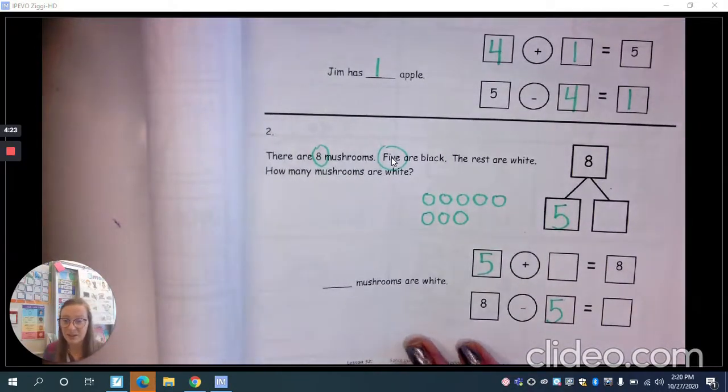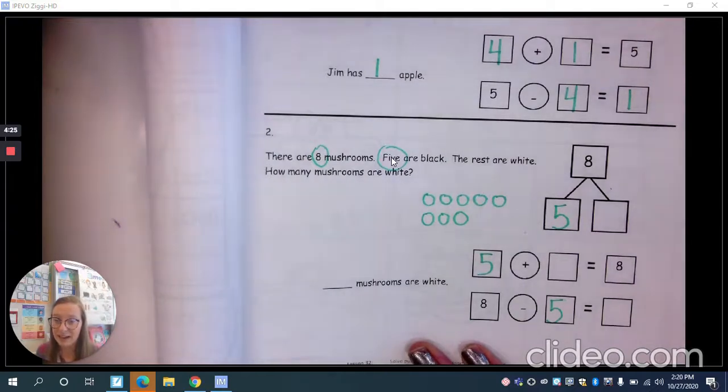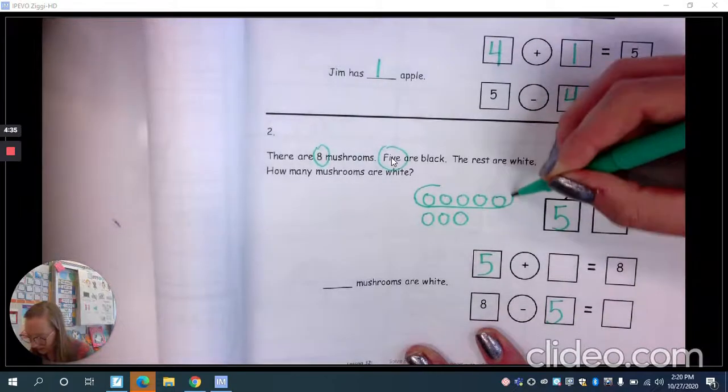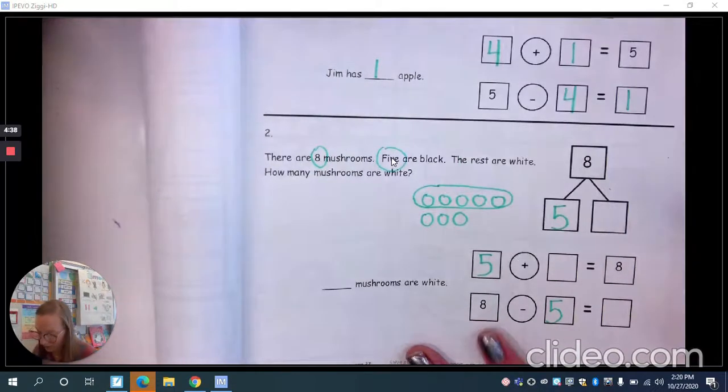Go ahead and do this by yourself. I know you can do it. Circle in your drawing the part that we know. Did you circle 5? That's right. We know that there are 5 black mushrooms.